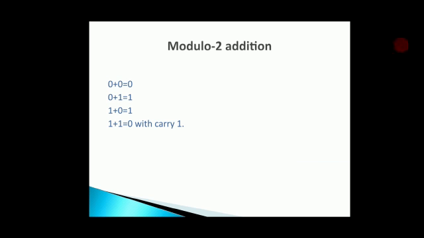In modulo 2 addition, 0 plus 0 is equal to 0, 0 plus 1 is equal to 1, 1 plus 0 is equal to 1. So till here it is like a normal mathematical operation. But in the last step, 1 plus 1 is equal to 0. We'll have an answer 0 with a carry 1.